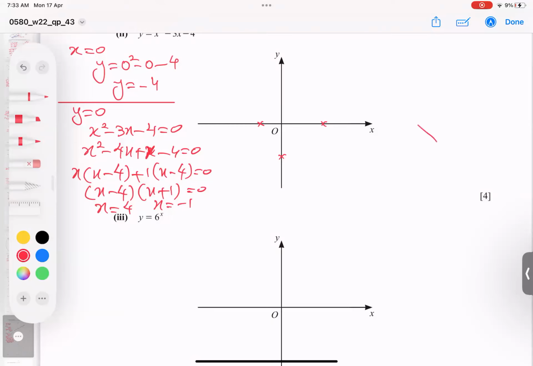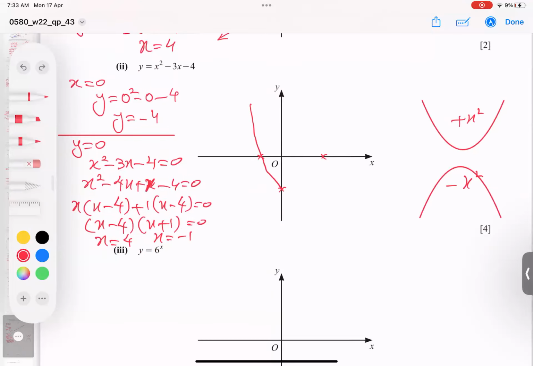Now, as I said before, if x squared is positive, we have this kind of parabolic curve, and if I have negative x squared, we have this kind of parabolic curve. So it is 100% confirmed the curve is coming. Look, I'll show you. It is like this. Here, I have to show. So this is rough only, no need of drawing accurately.